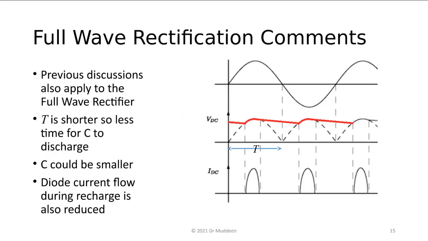In the case of the full wave rectifier, we have the extra charge cycle here. So because of that, the time for charging and discharging is shorter. The capacitor therefore could be smaller because it has less time to discharge, so you could use a smaller capacitor and the voltage wouldn't drop as much. And then the diode current during recharge, because the capacitor is smaller, it takes less current to charge it back up. So the charge current through the diode is going to be a little bit less.